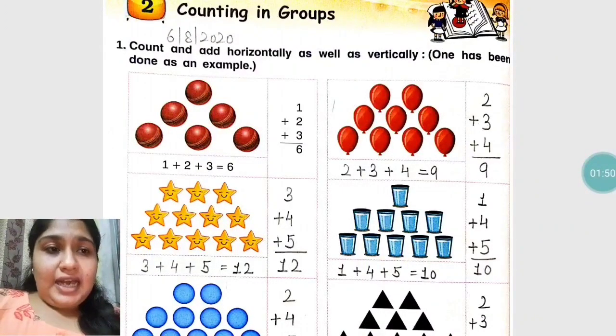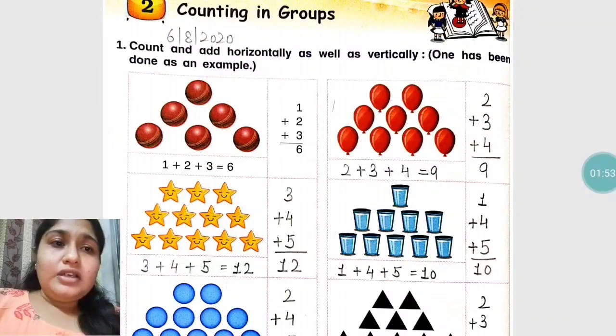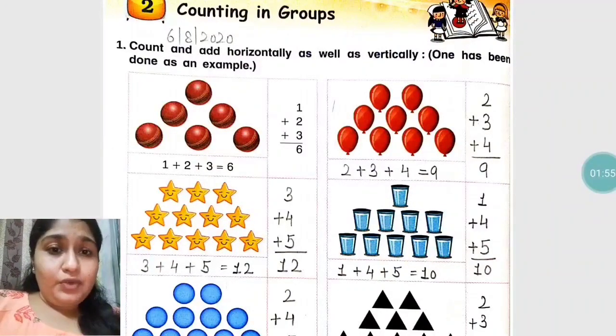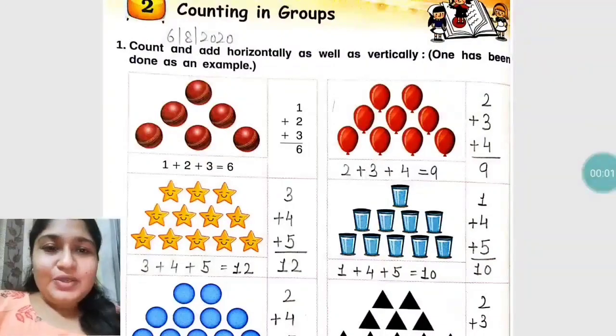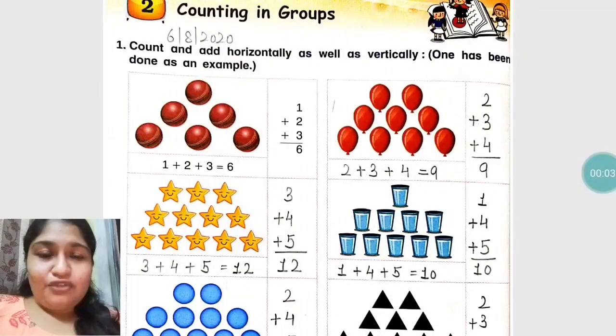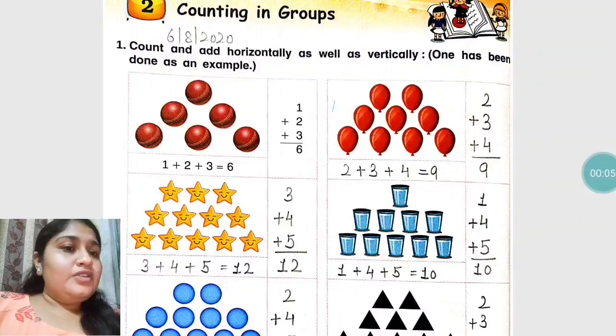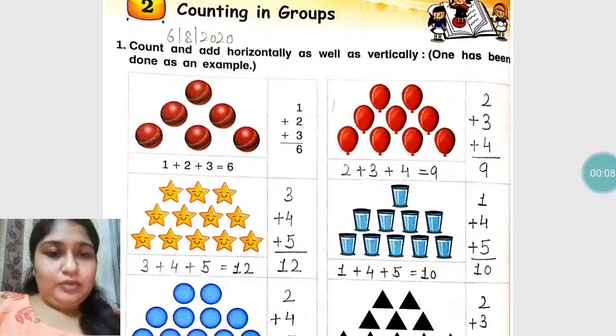The next one is glass. So students, in this way, 3 rows will be given to you and you have to add them in groups. So in row 1, only 1 glass is there. In row 2, 4 glasses are there. So here 3 rows are given and we have to count them in groups. So in the first row only 1 glass is there, in the second row 4 glasses are there, and in the third row 5 glasses are there.